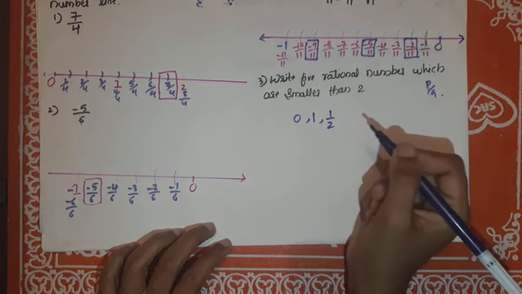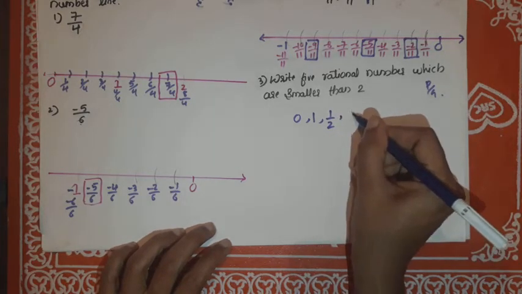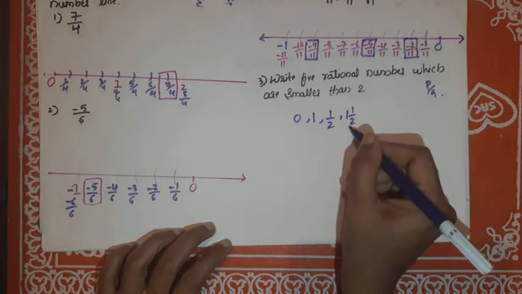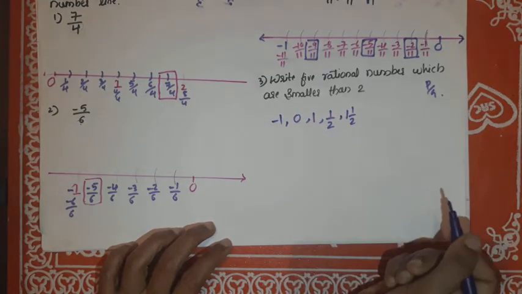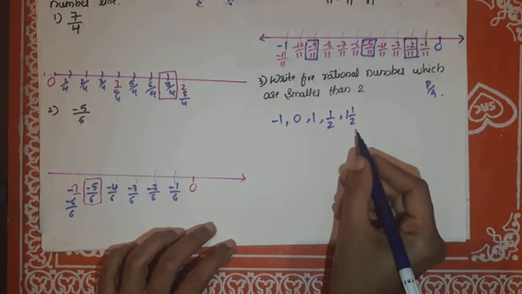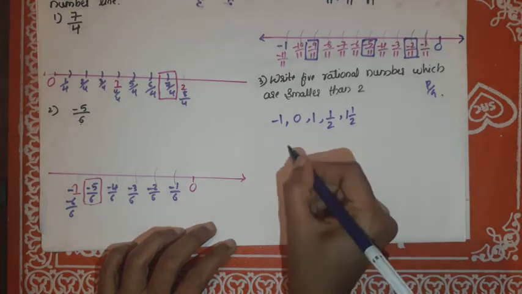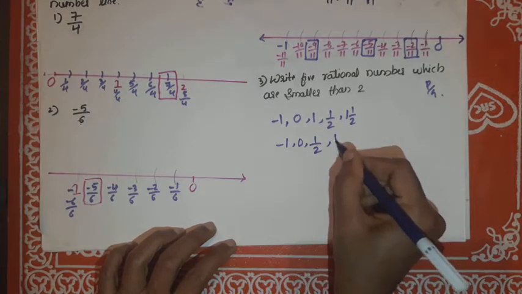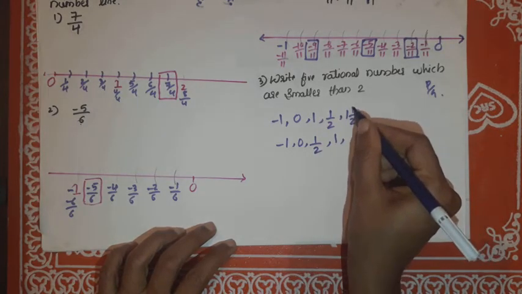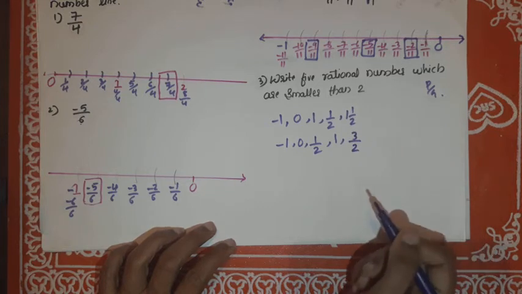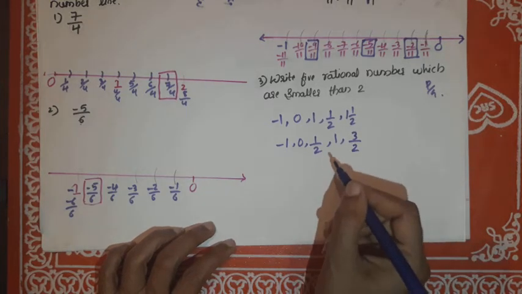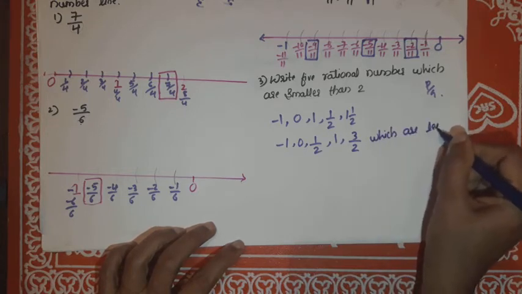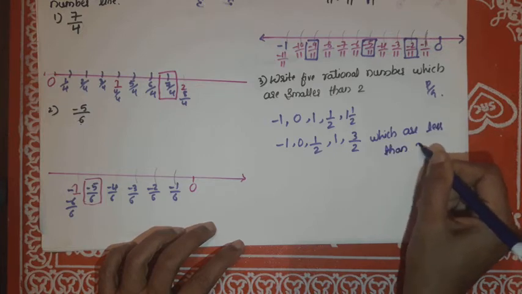Then half is a rational number. I take 1 whole and 1 by 2, that is 1 and a half. So 1, 2, 3, we have 4 numbers. I take another, minus 1. So here we have taken all these numbers. Once again: minus 1, 0, half, 1, and 1 and a half, which can be written as 2 by 1 by 2... plus 1, 3 by 2. These are the 5 rational numbers which are less than 2, or smaller than 2.